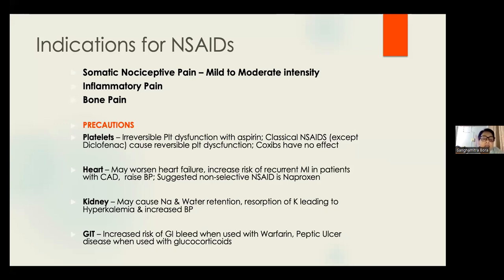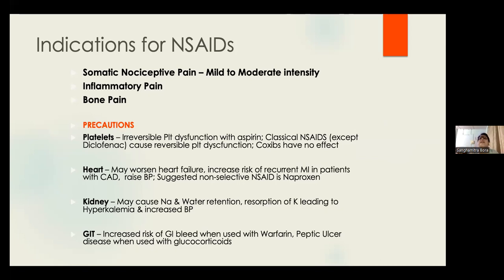For kidney diseases, NSAIDs may cause sodium and water retention, as we know that. And it may also result in reabsorption of potassium, and that leads to hyperkalemia and increased BP. So for kidney diseases, we will avoid NSAIDs. And as we all know, for the GIT, there's an increased risk of GI bleed, especially when it is being used with warfarin. And there is an increased risk of peptic ulcer disease also when used with glucocorticoids.